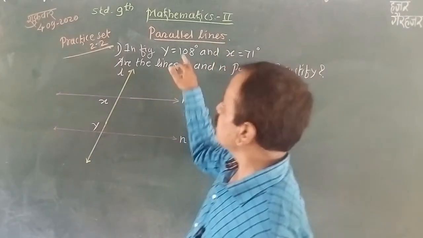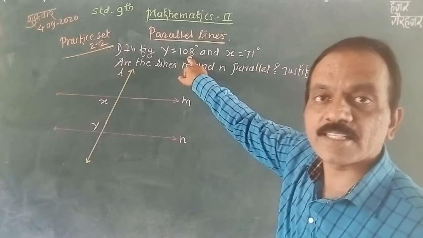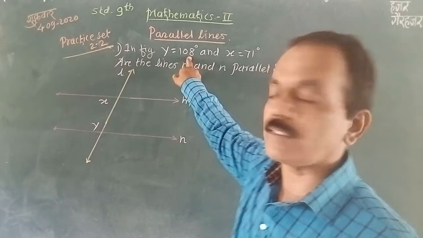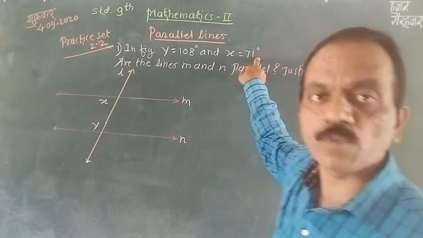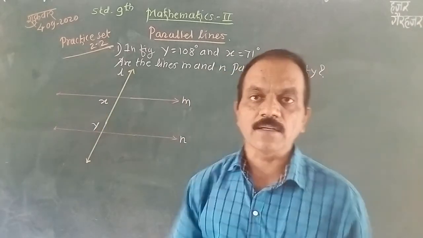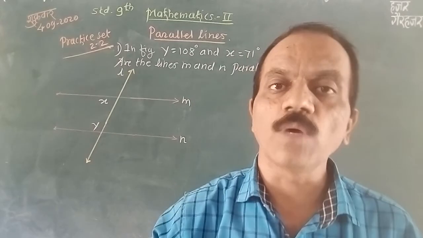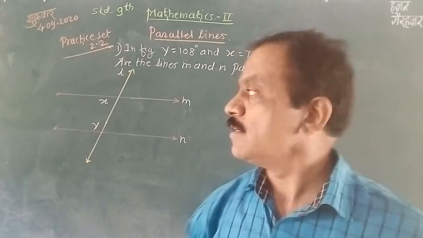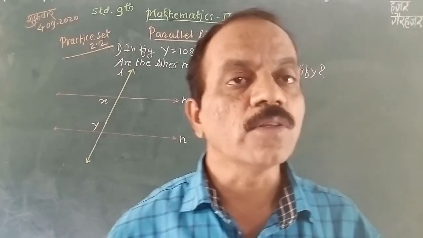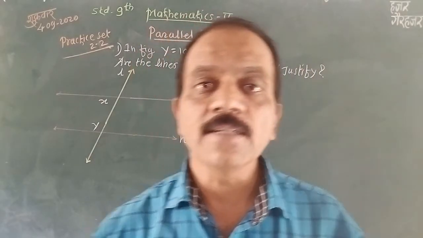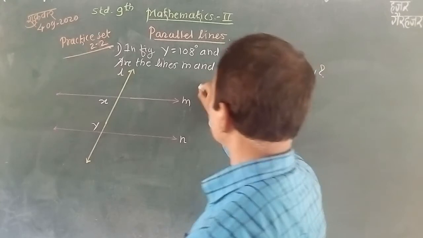Now here y is given as 108 degrees, whereas x is equal to 71 degrees. Now we add these two angles, then we get the sum equal to 180 degrees. Then we say that line m and line n are parallel lines. Otherwise not. So we write here the solution of the first example.